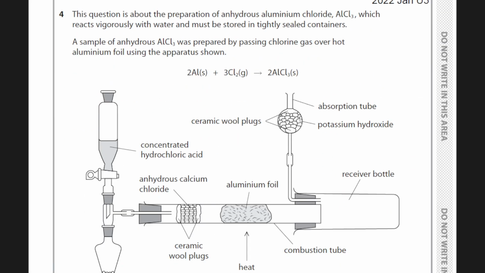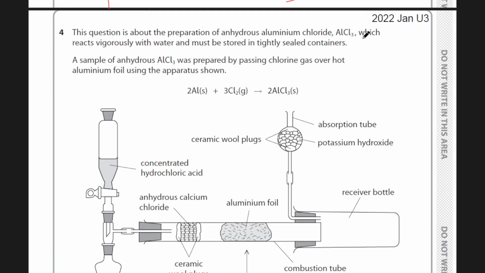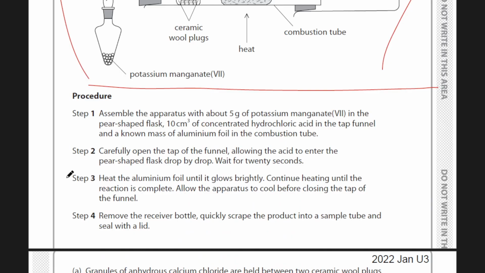Again, number 4, the question is about the preparation of anhydrous aluminum chloride, AlCl3, which reacts vigorously with water and must be stored in tightly sealed containers. You can clearly see the whole apparatus provided, and that's the procedure: step 1, step 2, step 3, step 4.